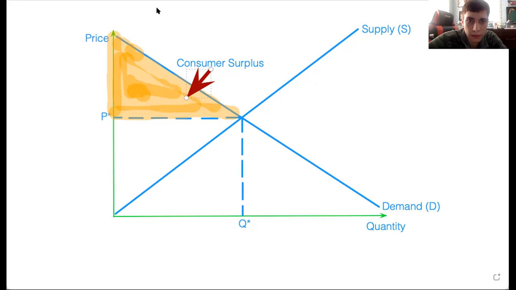Then we'll have this area, which is south of it, which will be producer surplus. Again, you'll just calculate it based off of the numbers that they give you, and then that will tell you what the producer surplus is.